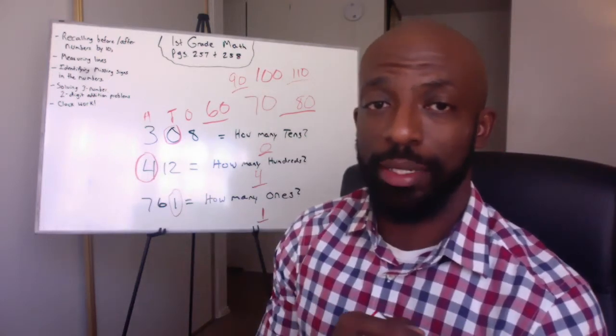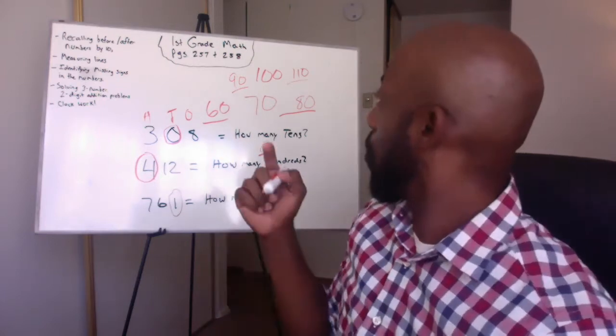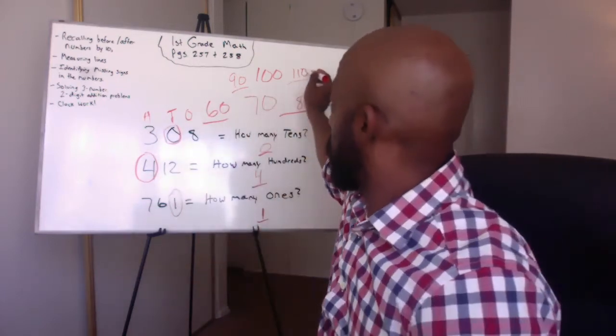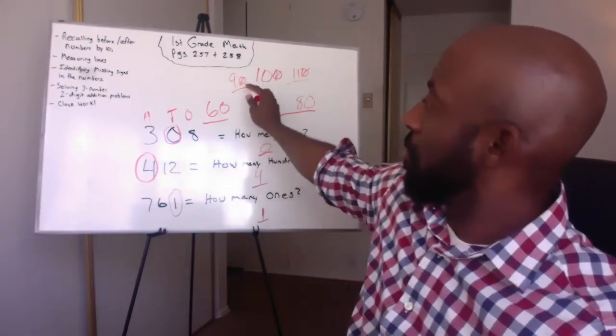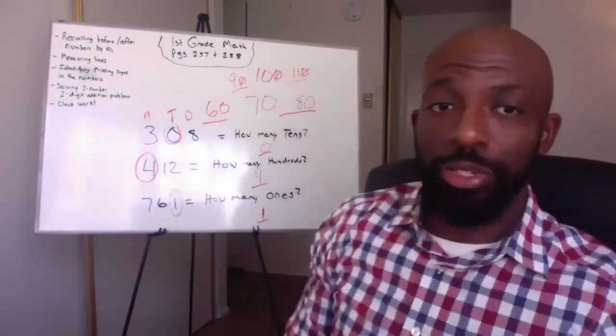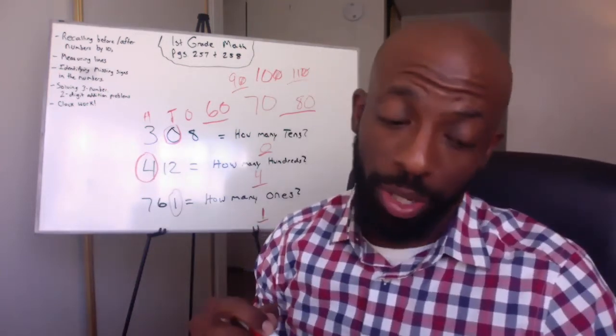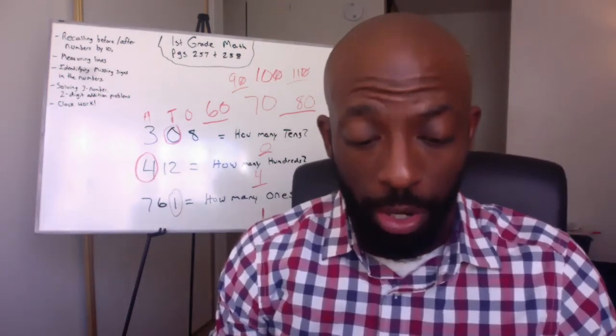So what's 1 less than 10? 9. What's 1 more than 10? 11. So you're not even looking at that number. You have 10, 9, 11. You see that? It's very simple. So you're going to be doing that for all the problems on number 1.